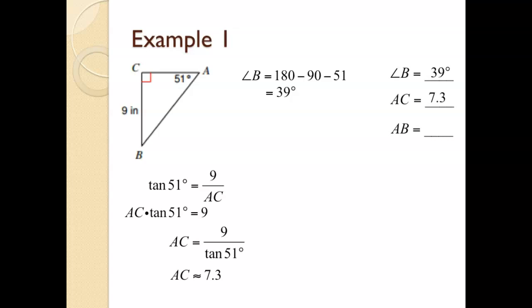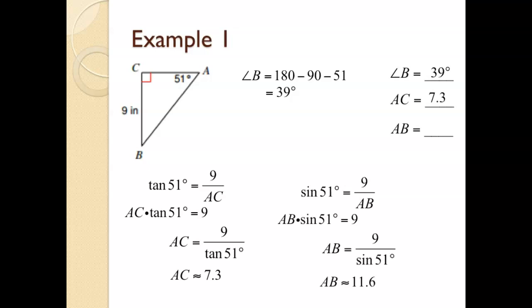So AB is the hypotenuse, and remember that the side given to us, BC, is opposite the 51 degree angle. Since we have the opposite leg and the hypotenuse, I'm going to use the sine ratio here. So sine of 51 is equal to 9 over AB. Now let's solve for AB. Multiply both sides by AB to get it out of the denominator, and then divide both sides by sine of 51 to get it by itself, and we get that AB is about 11.6. So now we have successfully solved this right triangle because we have found all the missing angles and sides.